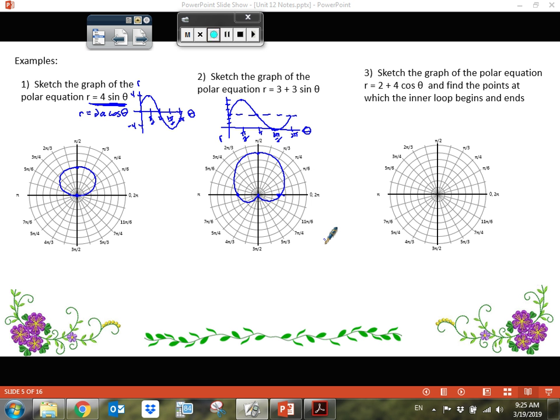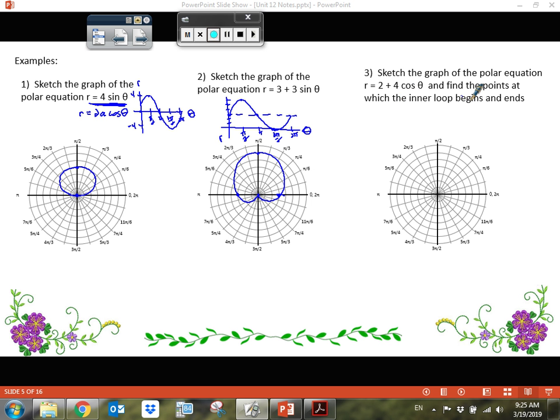So if you're going by the formula, if you recall, this is A and this is B. When I divide A and B and get a 1, I get a cardioid, which is what we got, where it comes in at a point and comes back out. The last one that we're going to do, this one right here, again, A is 2 and B is 4. When I divide A and B and I get a number less than 1, what's going to happen? I'm going to have the inner loop. It would be kind of good to know that before you start.